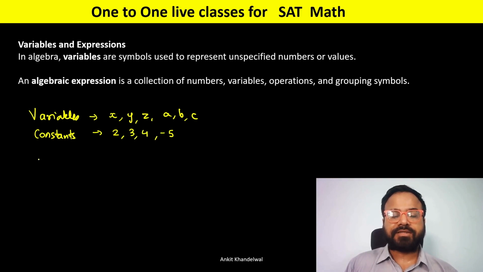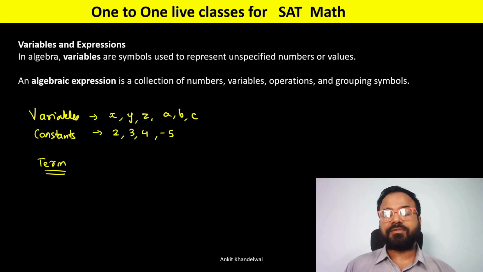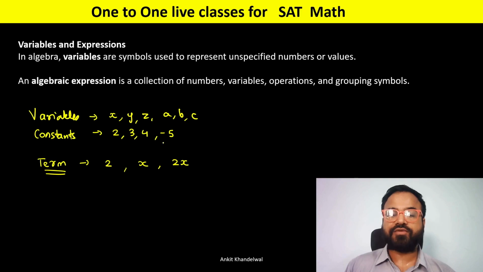Now there is a thing called term. When we say term, it is just a combination of the variable and the constants. Single variable is also a term, single constant is also a term, and the combination of both of them is also a term. Just like if I say 2 is a term, singly x is a term, but the combination of 2 and x, which are written as a product, so 2x is also a term.